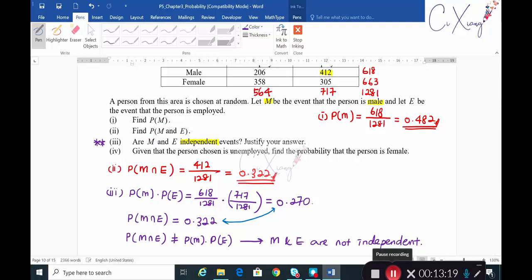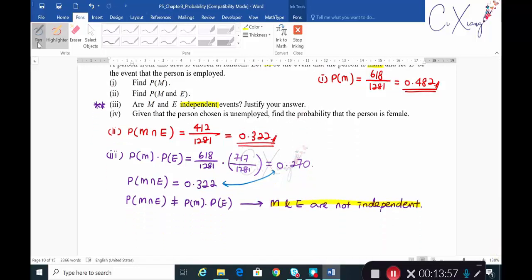Alright, so the other way around, if when you compare these two values you realize that they are the same, you can write an equal sign. If the values are the same, then you write an equal sign, and your conclusion will be M and E are independent. Alright, so this is the way that we justify whether M and E are independent events or not. Right, you have to compare the probability of M intersect E with the probability of M multiplied by the probability of E. Right, so this particular part is quite important.